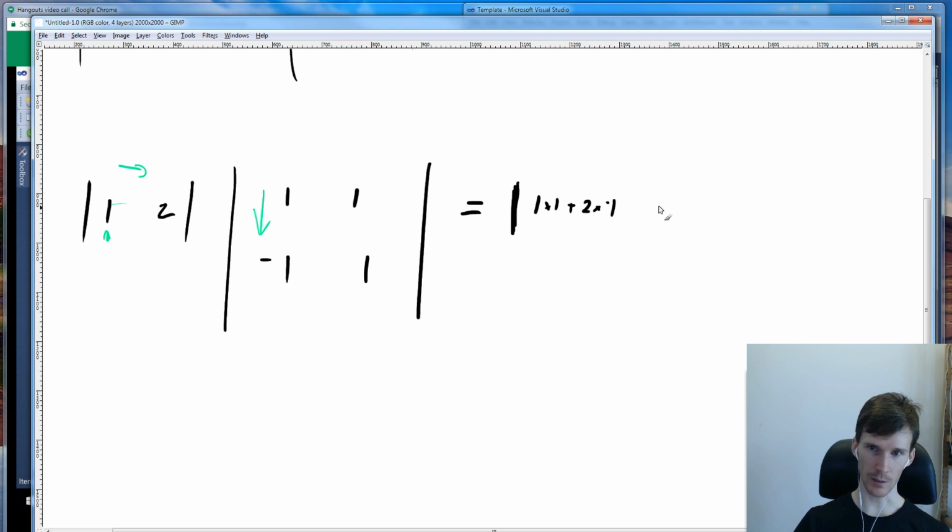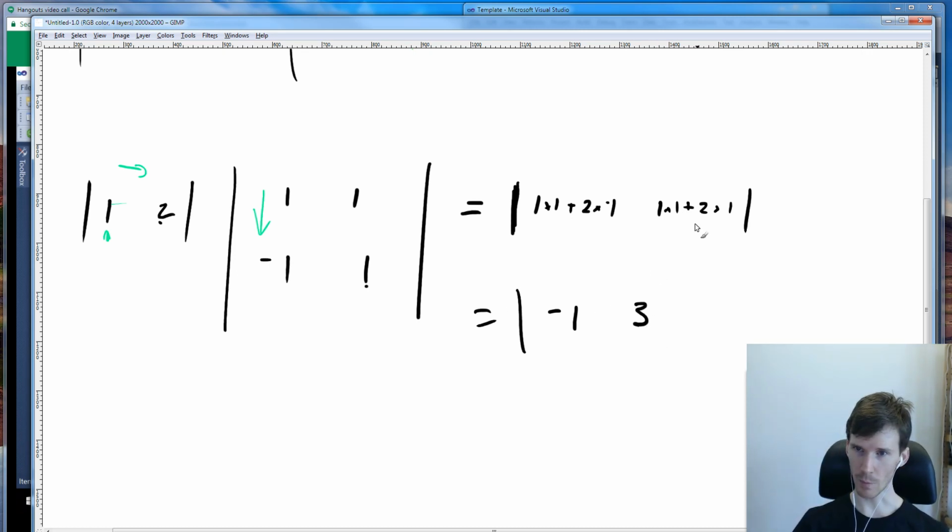Now we're going to do the next column. So that's 1 times 1 plus 2 times 1. 1 times 1 is 1, plus 2 times -1 is -1, I think. And 1 times 1 is 1, plus 2 times 1 is 3. Do I have that maths right? 2 times 1 is 2 plus 1, so it's 3. Cool. All right. So let's see if we got that right. -1, 3.